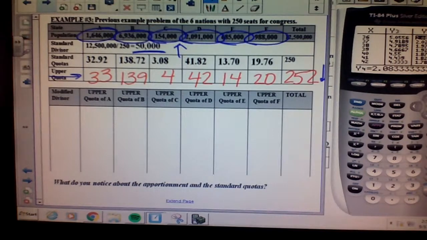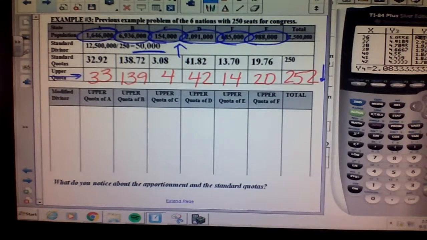Who's struggling? Upper quota, this is 33. This is 137.4. No matter what the decimal is, upper quota says you round it up. So I don't care that this is 0.50. So it goes to 4, 42, 14, and 20.